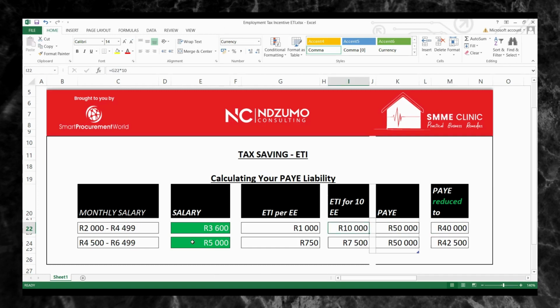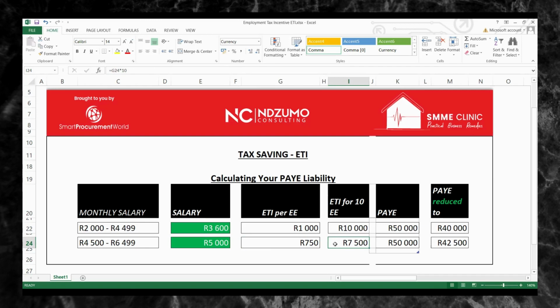Another example, let's say you have an employee that earns 5,000 rand a month and meets the other employment tax incentive criteria. The employment tax incentive is 750 rand. And let's say you have 10 employees that meet this criteria. Your employment tax incentive will be 7,500.